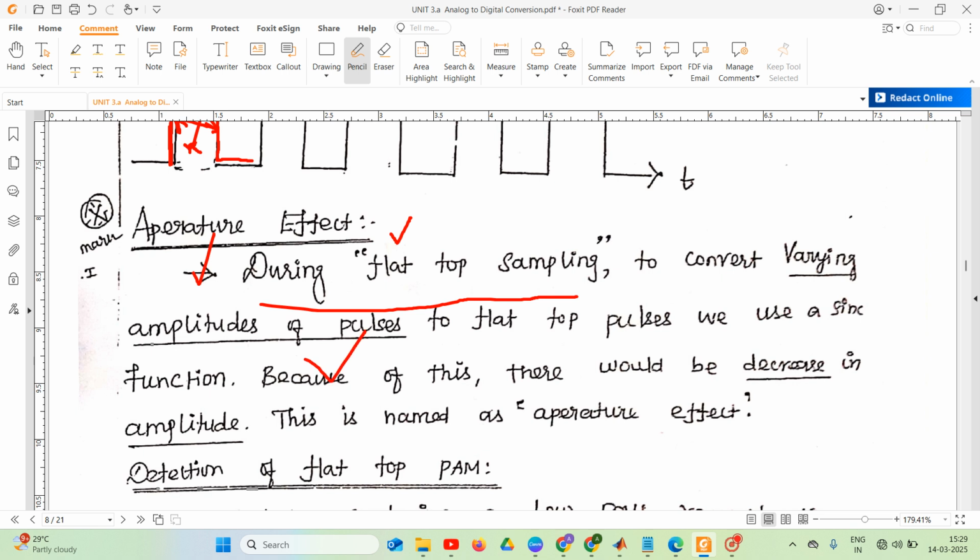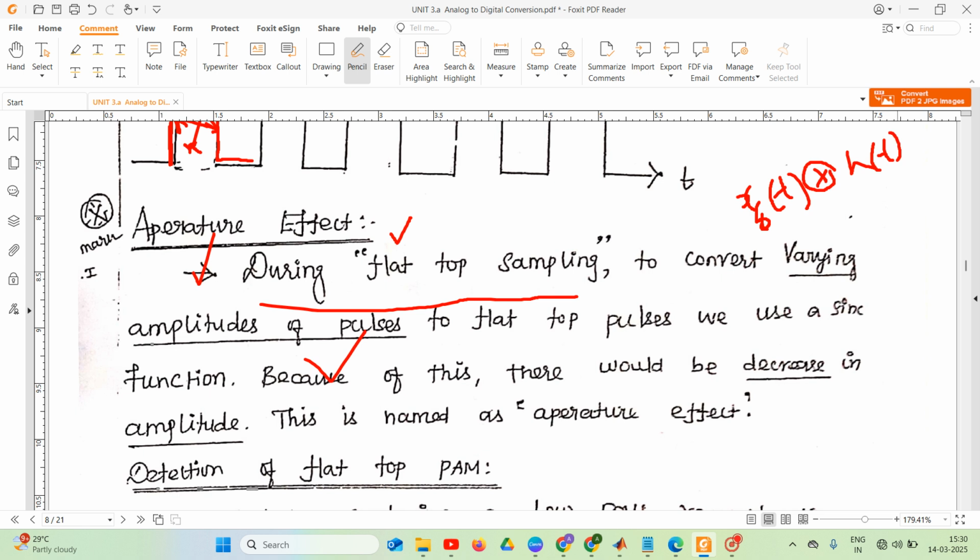So that's why we call that one a flat top PAM signal, pulse amplitude modulated signal. During that time, we need to perform convolution, right, with the h of t. I have written one equation: x delta of t should be convolved with h of t. This h of t is the pulse train.